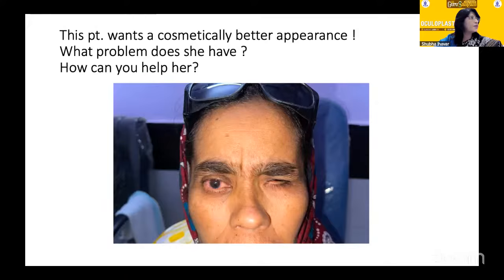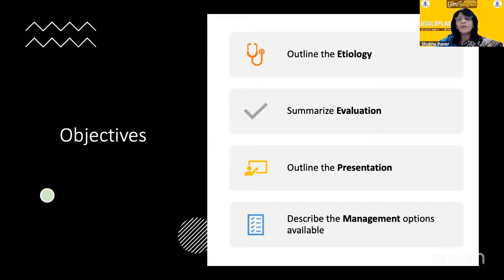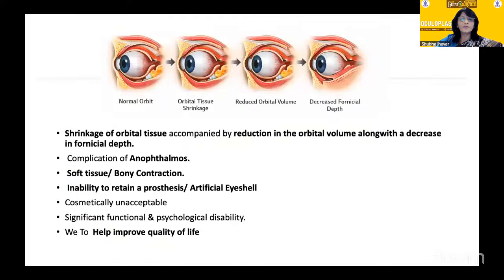Now, this patient wants a cosmetically better appearance. So, what problem does she have, and how can we help her? That is what we are going to learn in this session today. So, we will learn about the etiology, the evaluation part, and the presentation part, and describe the management which will be available. Now, what is a contracted socket?